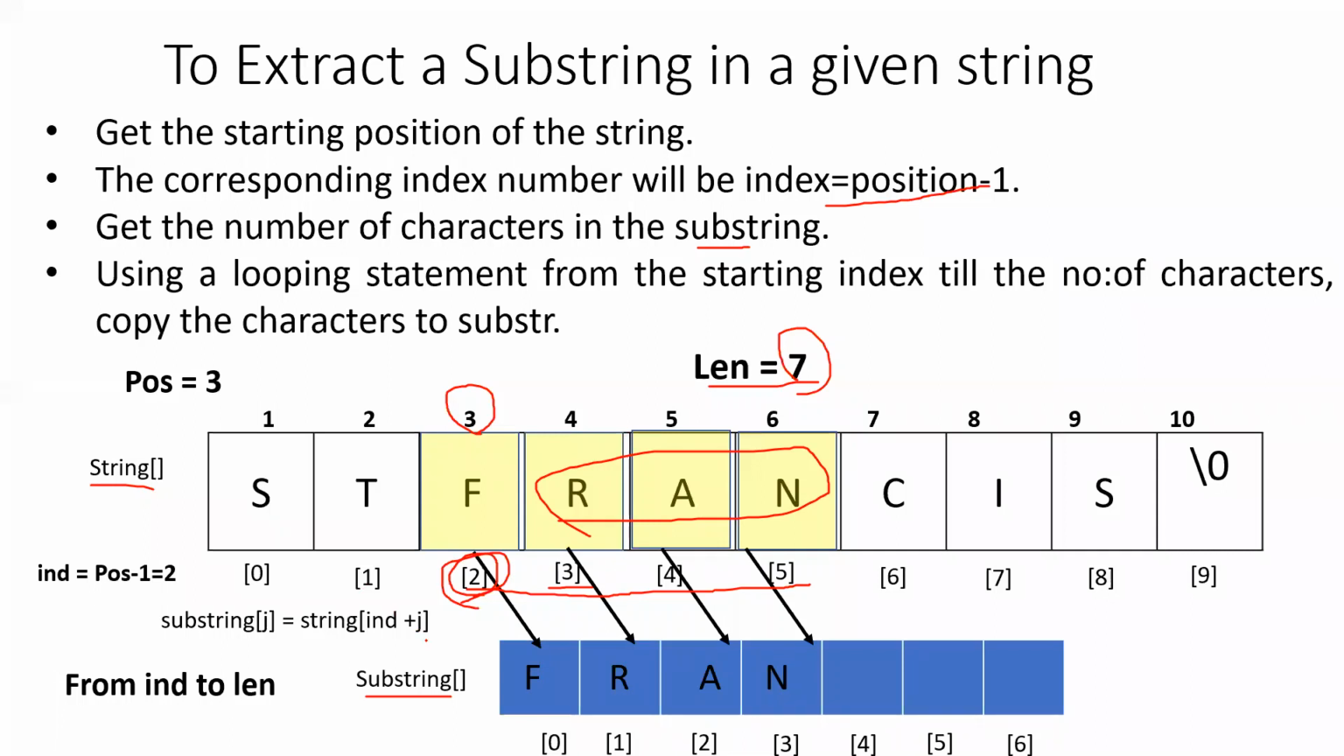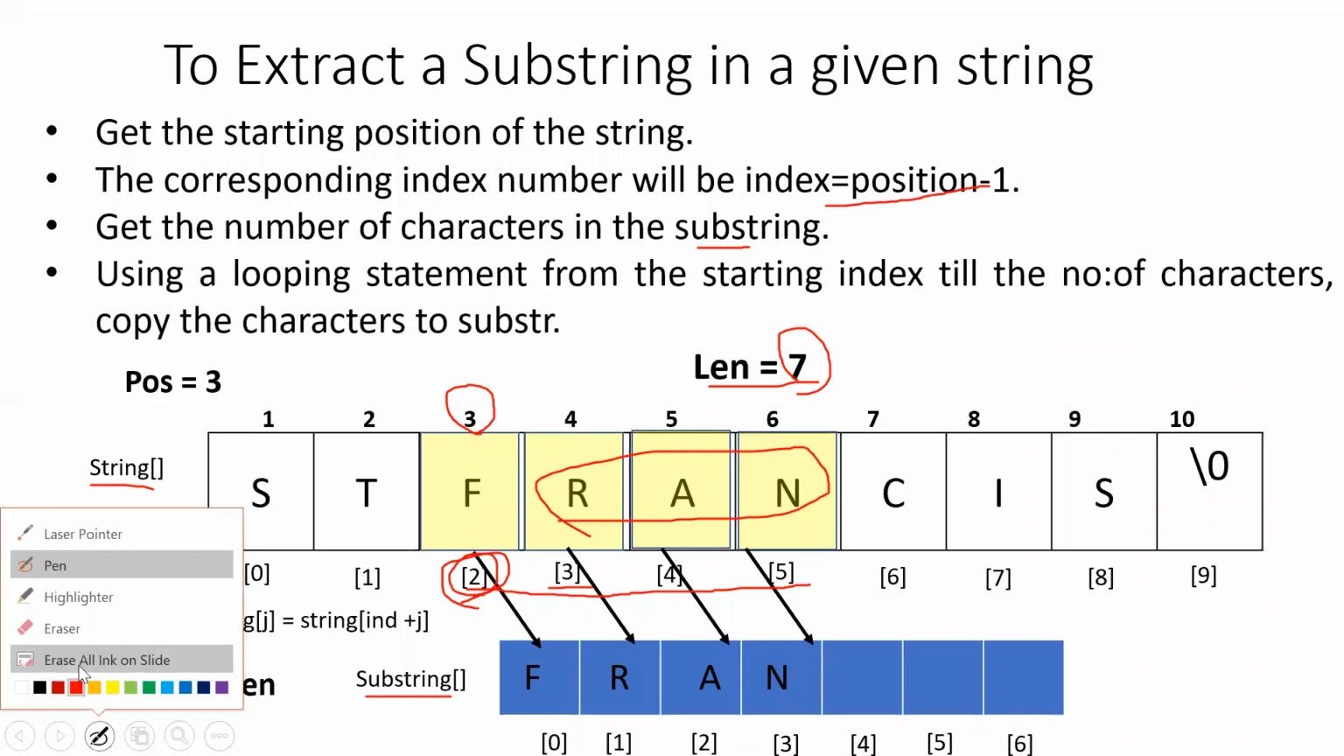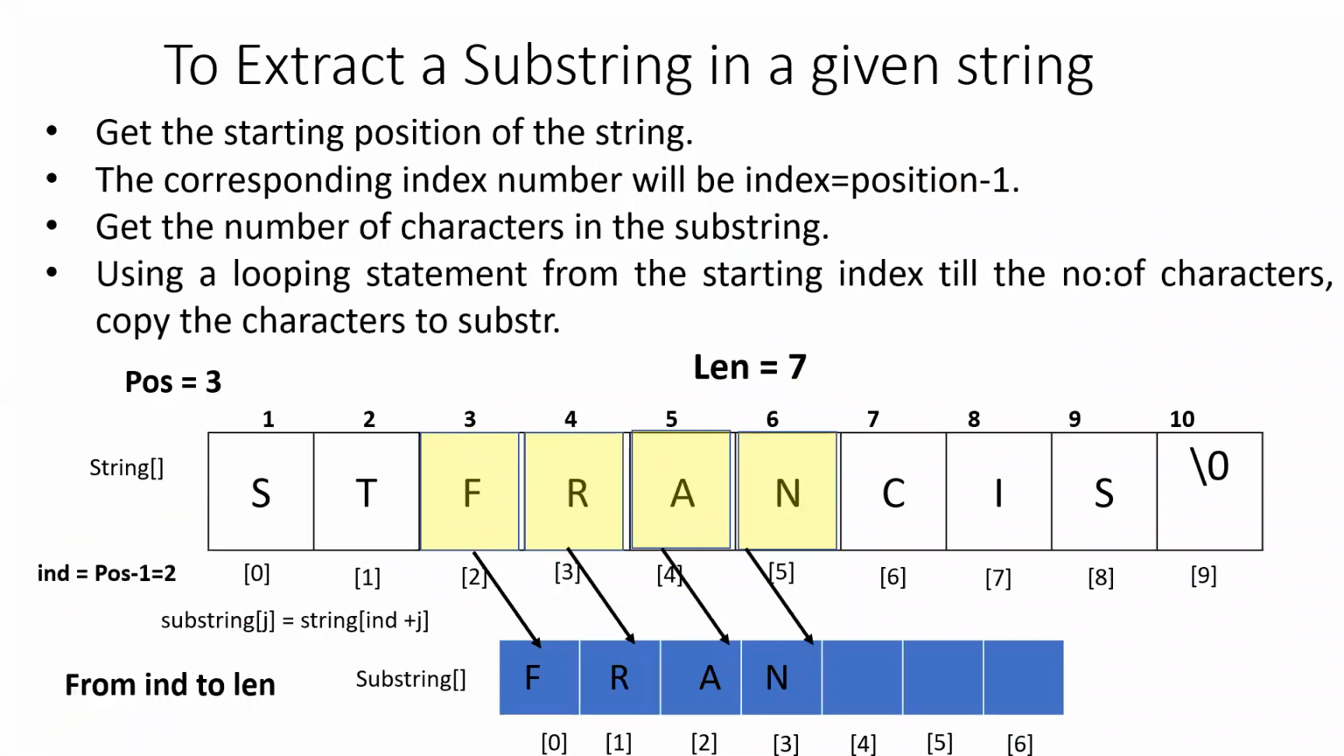and give an assignment statement to copy the characters from the string to the substring. For that we are using the variable called j. So how we will write this now? To the substring position 0, I should copy the character which is there at the index number 2. So how we will generalize? You know that the starting index number is 2, right? Starting index number is 2. And as you are copying to substring 0 the character which is there at index number 2, you just need to write substring of 0 equal to string of index plus 0.